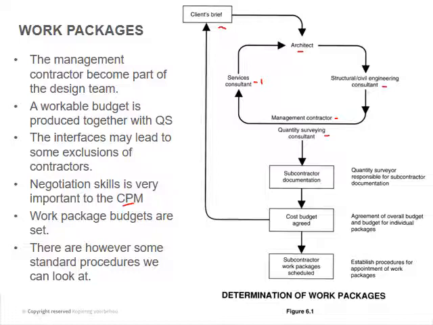So you've got your subcontractors, and the quantity surveyor responsible for subcontracting documentation, etc. So you've got a subcontractor that maybe does the plumbing design also. And then all of those packages are put together to get to a cost budget, and that's agreed between the quantity surveyor and your service consultant. Okay, and then the client signs that agreement. And then your subcontractor work packages schedules are developed, and then the project is implemented, and so on.